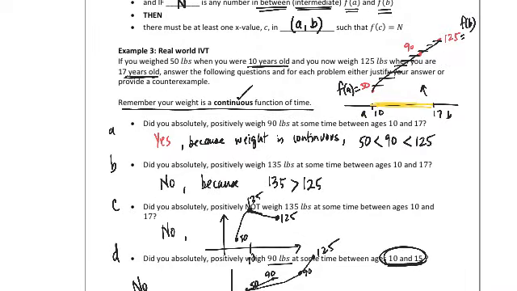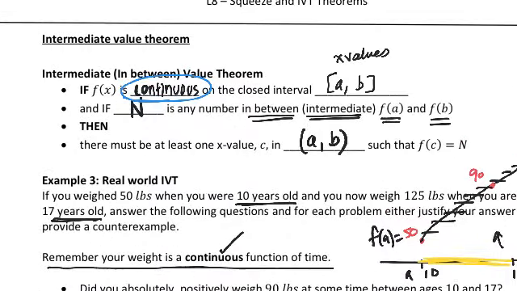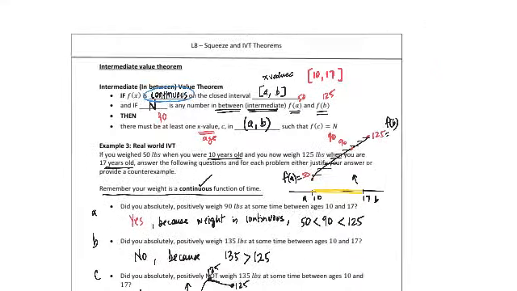So this is what the intermediate value theorem is saying: if you have a continuous function like that weight, on a closed interval like 10 to 17 for our age, and if N is any number like the 90 in between the 50 pounds and the 125 pounds, then there's at least one x value, one age in our example, where your weight must have been equal to 90. That's what we understand from that theorem.